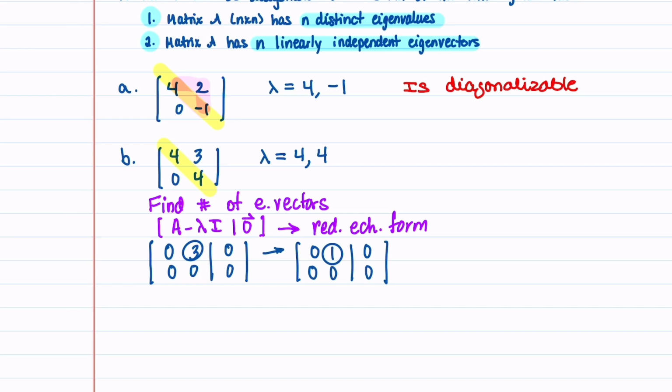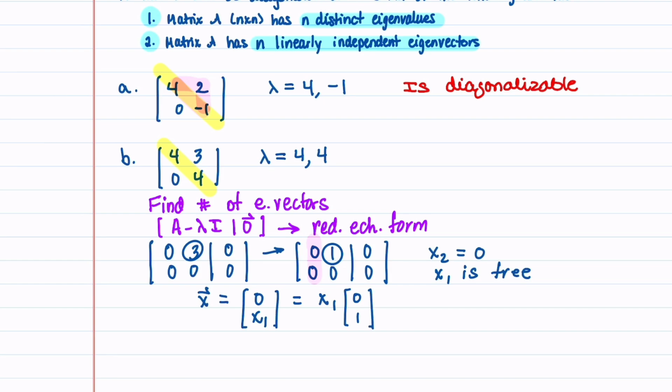So this tells us, if we solve for this pivot, that we have x2 is equal to 0. And notice that our first column is missing a pivot, so that tells us that x1 is a free variable. So we have one free variable, so our x can be written as x1 times the vector 1, 0. So our goal was to find out the number of eigenvectors that we have, and we ended up with one linearly independent eigenvector.